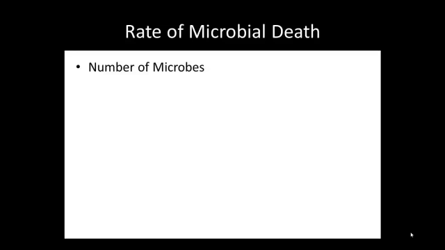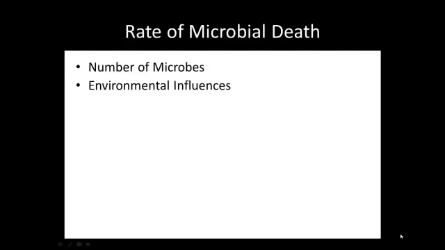To do that, we use the same methods that we talked about in Chapter 6. This would be direct microscopic count, plate counts, that sort of thing. Once we've determined the number of microbes, then we can determine how well a control method works by determining how many microbes it has killed. Environmental influences also play a role in the rate of microbial death.